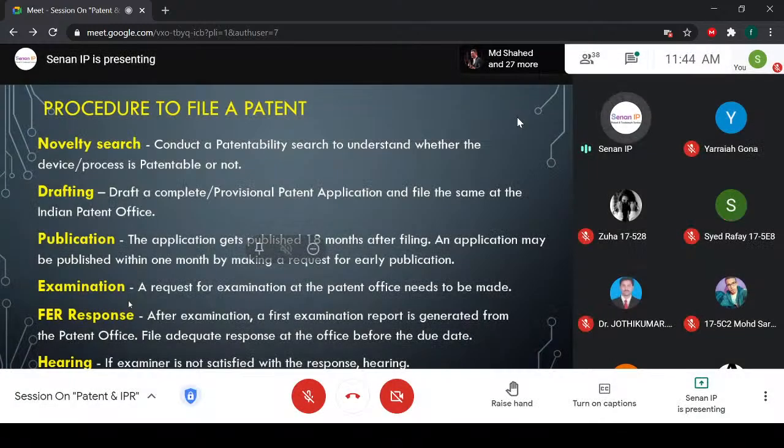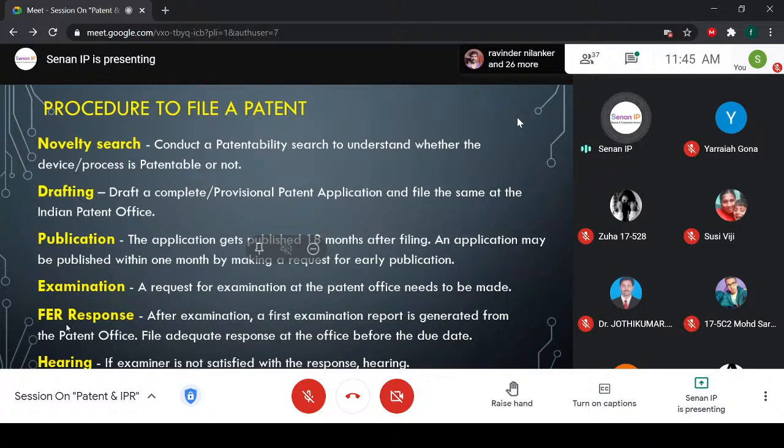After the examination request is filed, the patent office will conduct an examination of the patent application and generate an examination report. This is called the first examination report, that is FER. The FER is issued by the patent office and mailed to the applicant's email address or applicant's address, and the applicant needs to reply to the examination report within a prescribed period. If you don't reply to the examination report, then your patent application will be abandoned. If there is any objection to your patent application, the patent office will cite that objection in your FER, and you have to answer that objection.